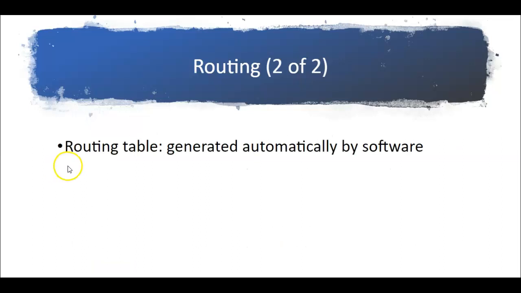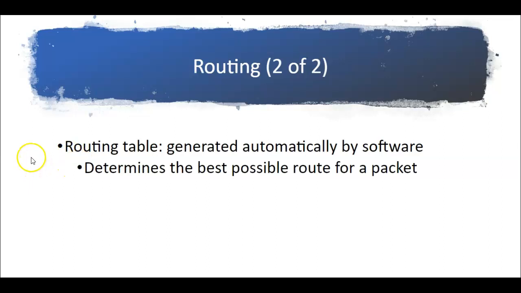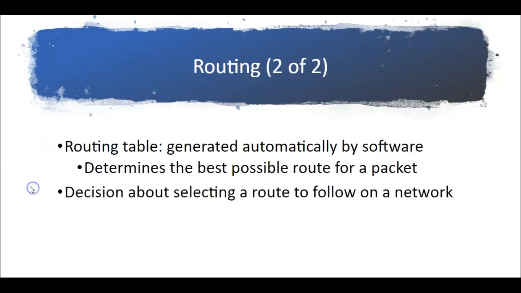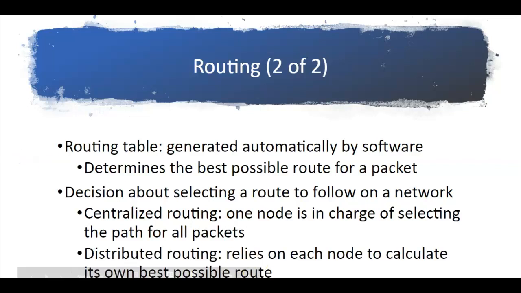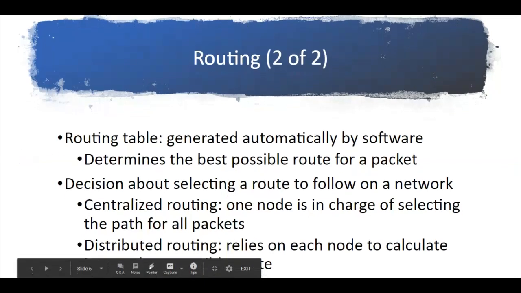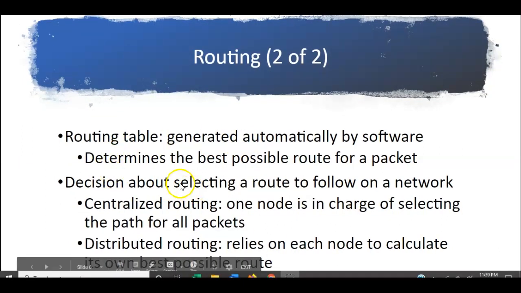A routing table is generated automatically by software. It determines the best possible route for a packet. So how to get that information or that little byte from one part of a network to another, from one device to another. What's the best route? The decision about selecting a route to follow on the network, centralized routing, where one node is in charge of selecting the path for all packets, while you have distributed routing, which relies on each node to calculate its own best possible route.